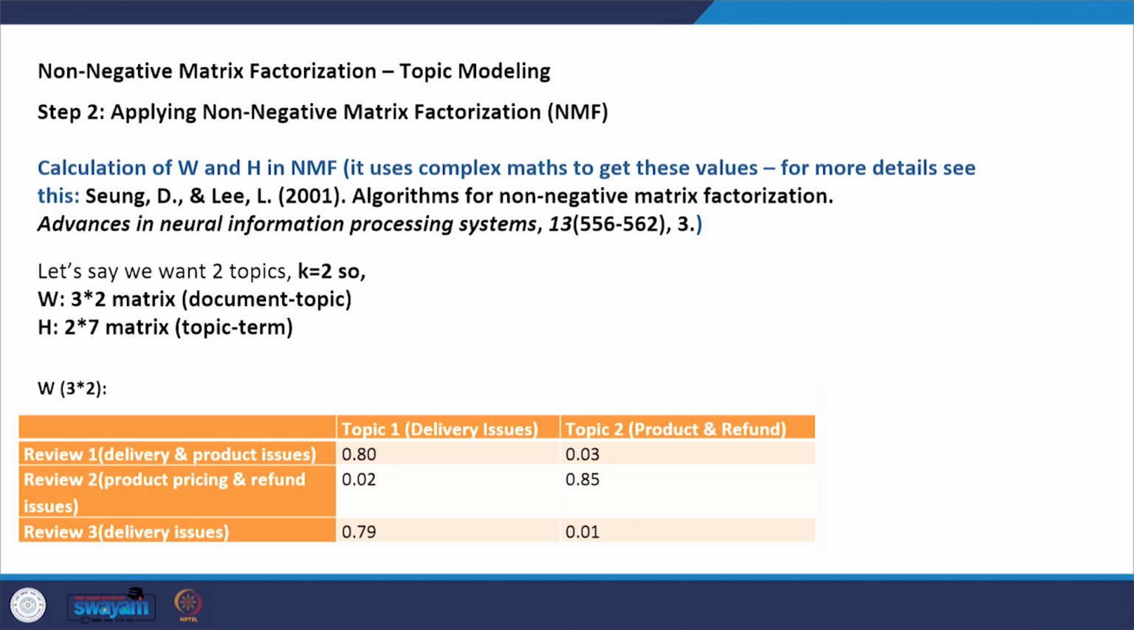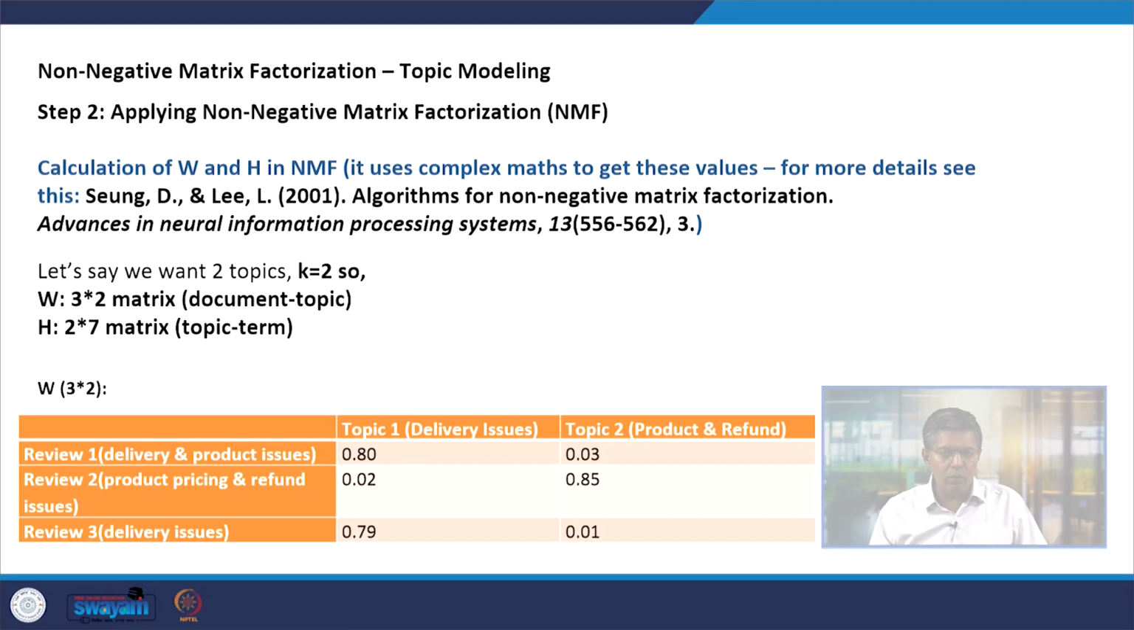So, let us say now we want two topics. So, k is equal to 2. Now W, that means the document topic matrix, is a 3 cross 2 matrix. Why? Because it is a document topic matrix. We have 2 topics, and 3 reviews or 3 documents were there. So, 3 cross 2.